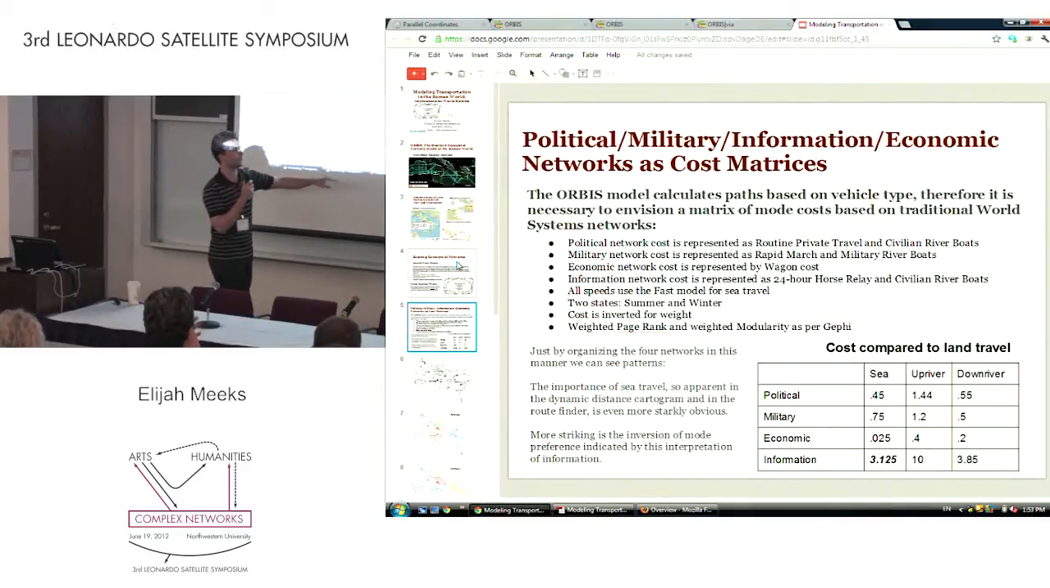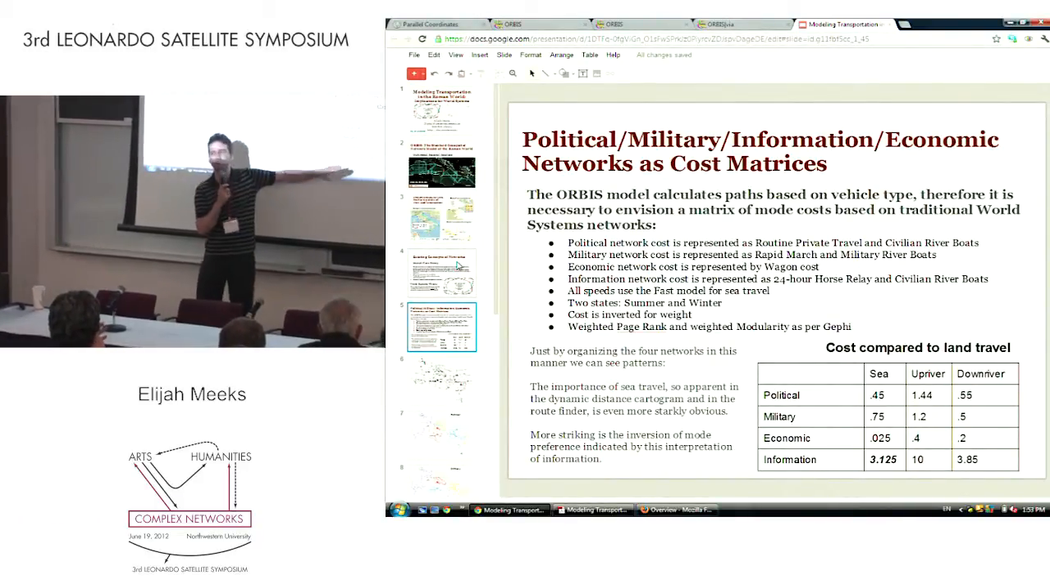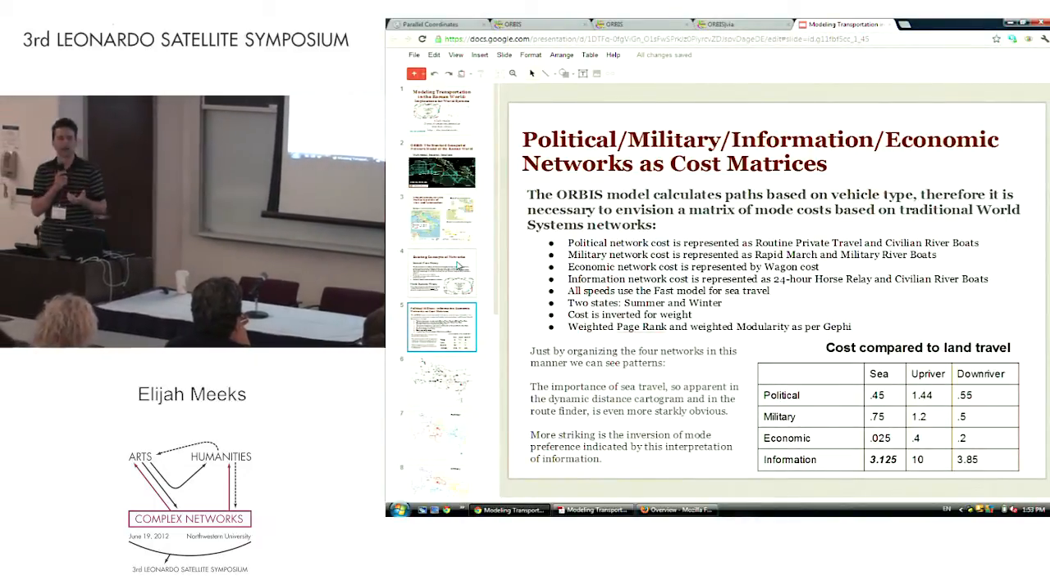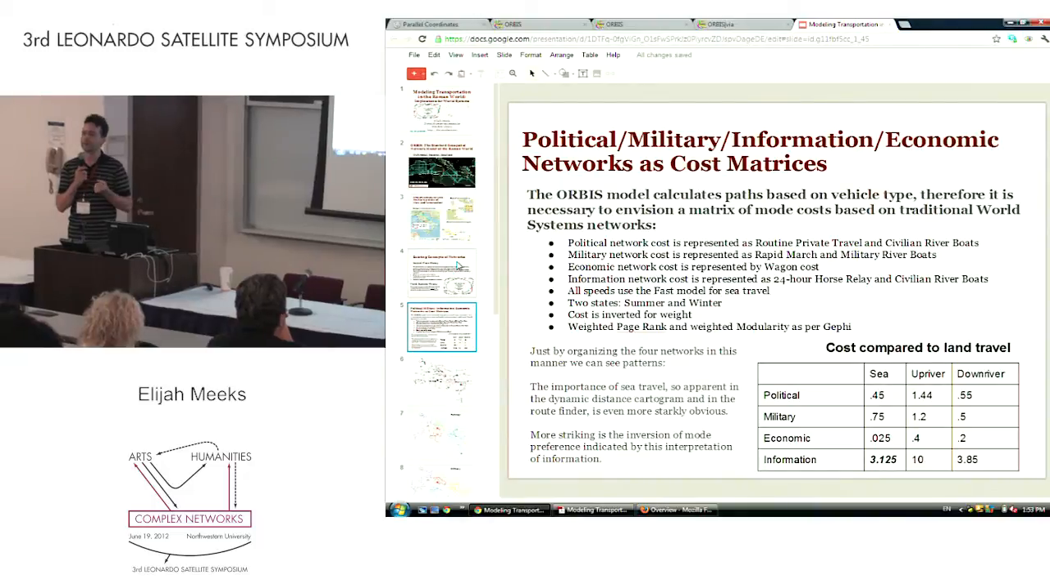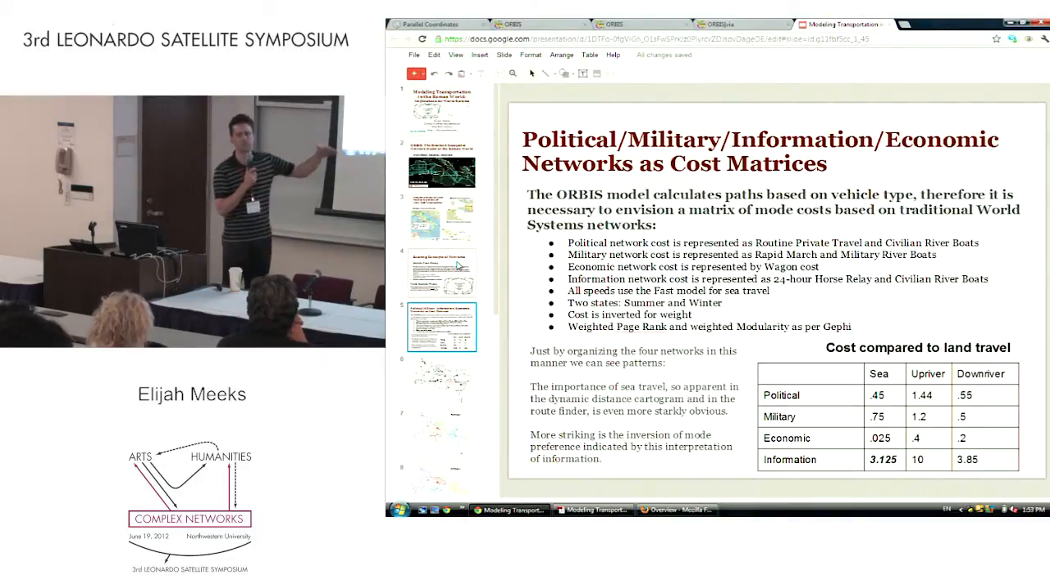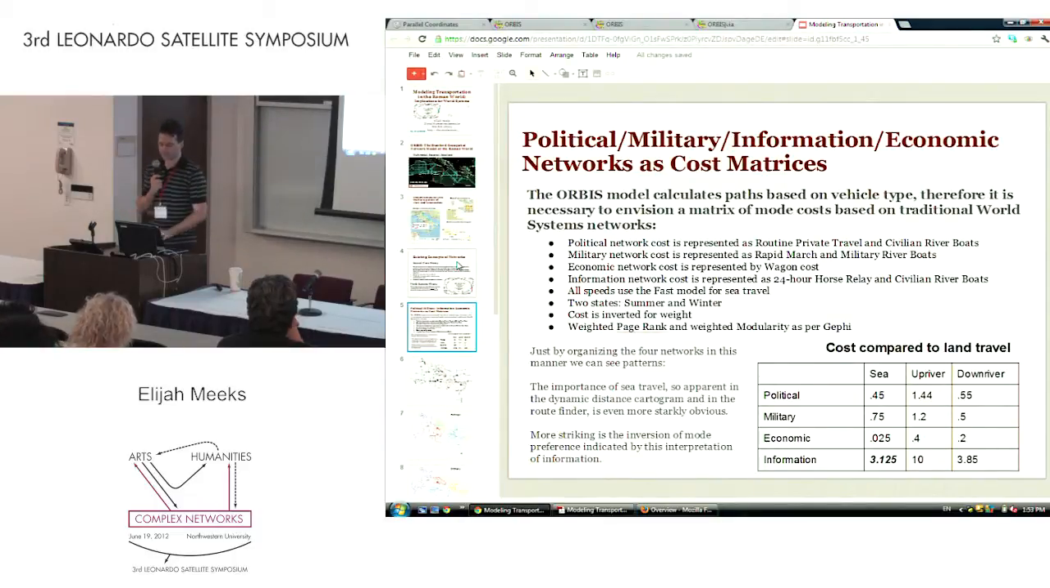What's really interesting, though, is if you posit an information network and you imagine the maximum speed that information could possibly travel in the Roman Empire, that's about 250 kilometers a day. It's the speed of a 24-hour horse relay. And this is a proxy for information. And one of the issues that I deal with at the end is that it's a bad proxy. There are probably better ones for all of these, but it's a place to start.